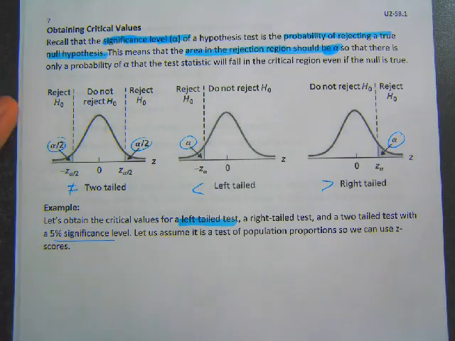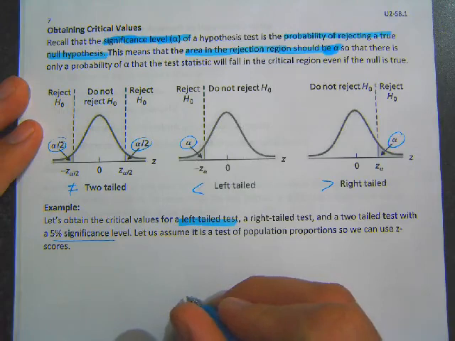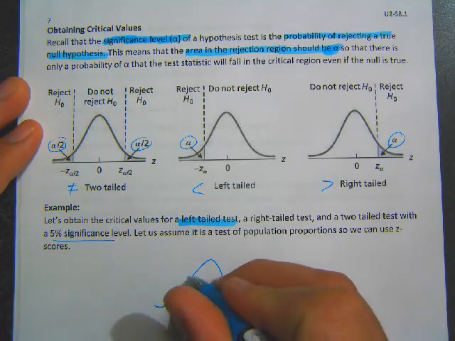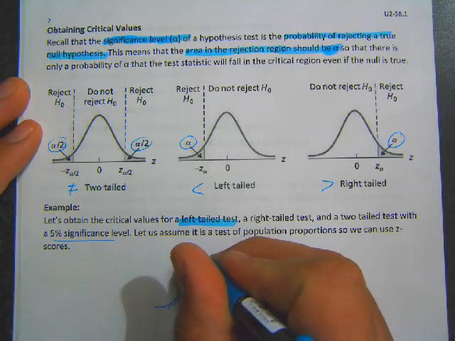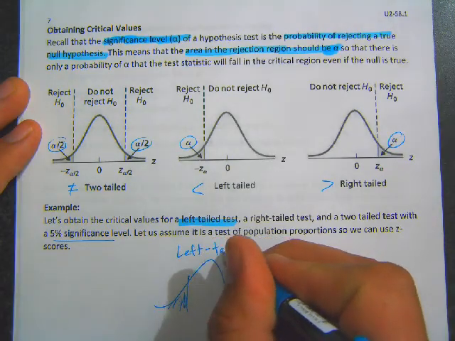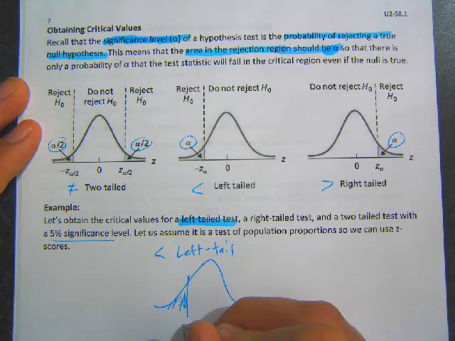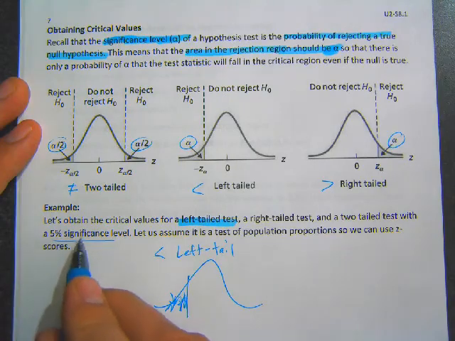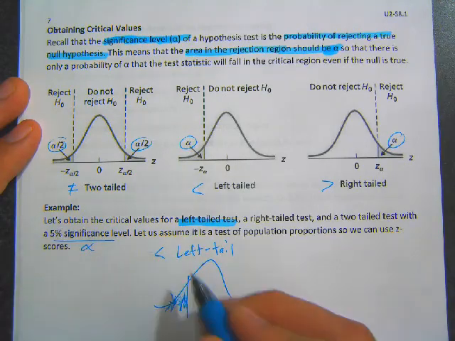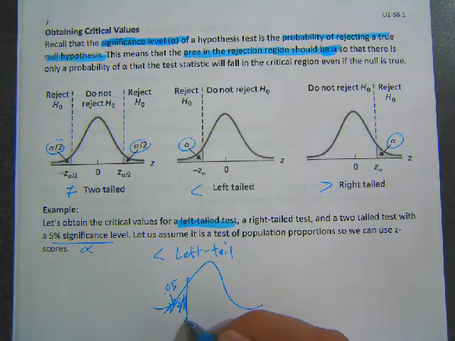So first off, if I have a left-tailed test, I'll put it right here. Left-tailed test, my region is over here. This is a left-tailed or a less than test. So my critical value is going to be right here, and my region here is going to be alpha, which in this case we said our significance level is 5%. So this is going to be 0.05. So I need to find what z-score here would give me 0.05 to the left.